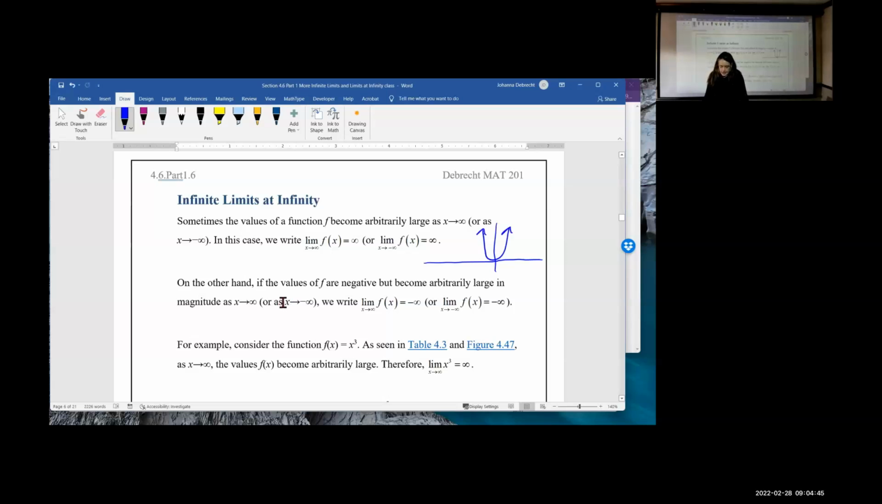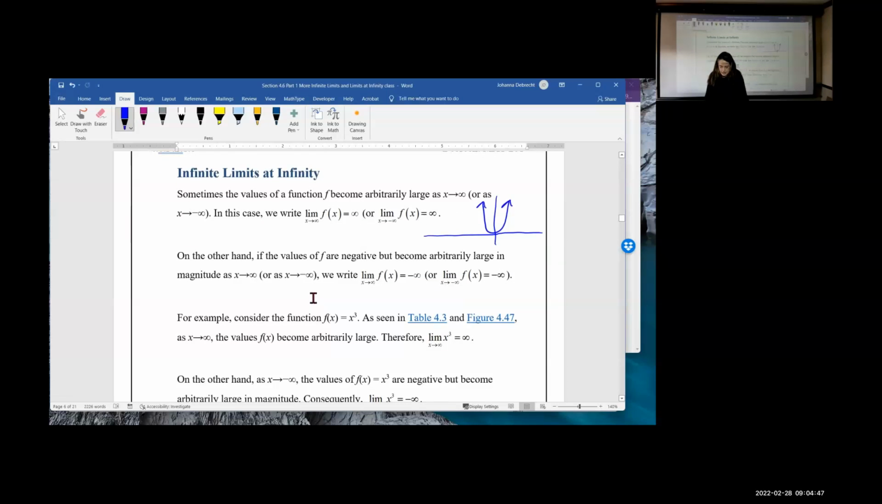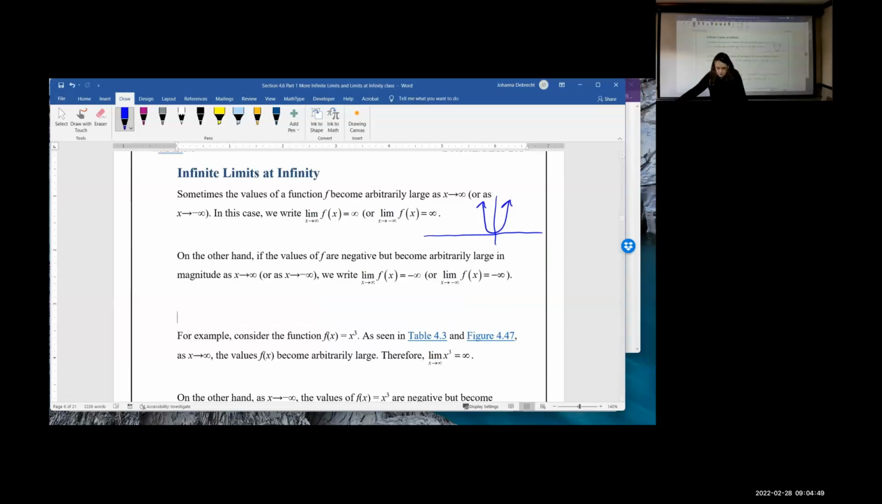If they go to negative infinity, like they would in a downward opening parabola, then we still have an infinite limit at infinity. It's just a negative like this, right? So again, as x approaches the far right, the y value is going down towards infinity. And as x goes to the far left, again, the y value is going to negative infinity. So these are still called infinite limits at infinity.